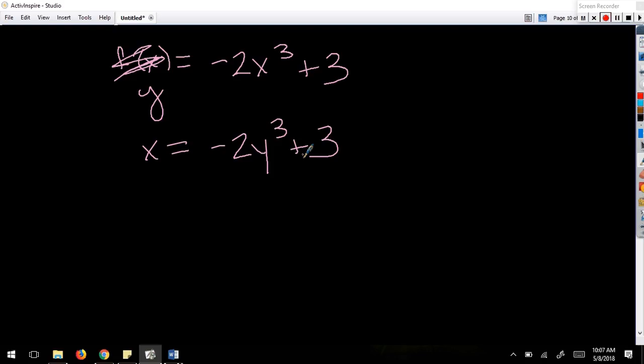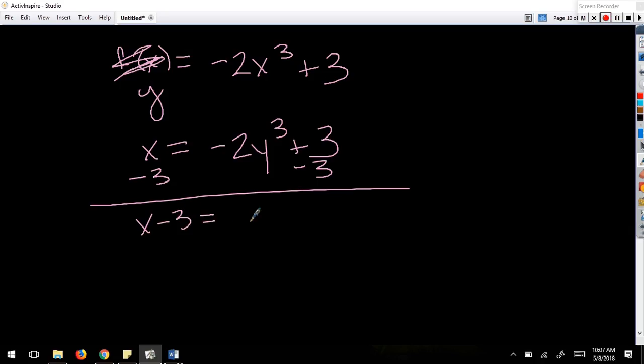Say it again. Whenever it's in a fraction, you do the parentheses around. What'd y'all say to do? Minus 3. So I have x minus 3 equals negative 2y to the third. You divide by that negative 2, and it's got to be 2 to the third.